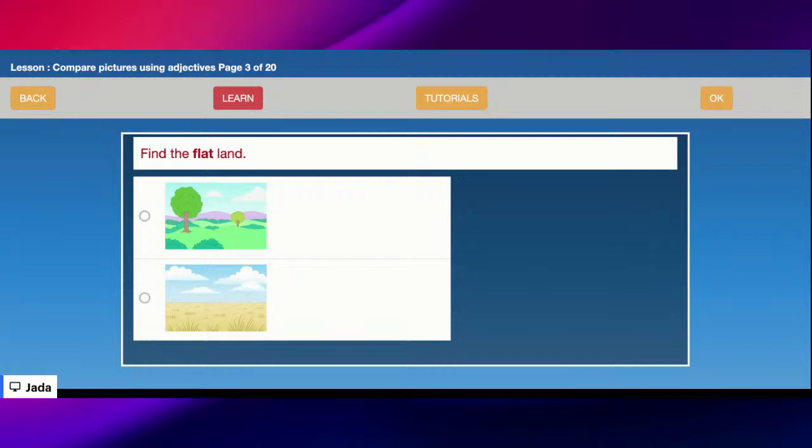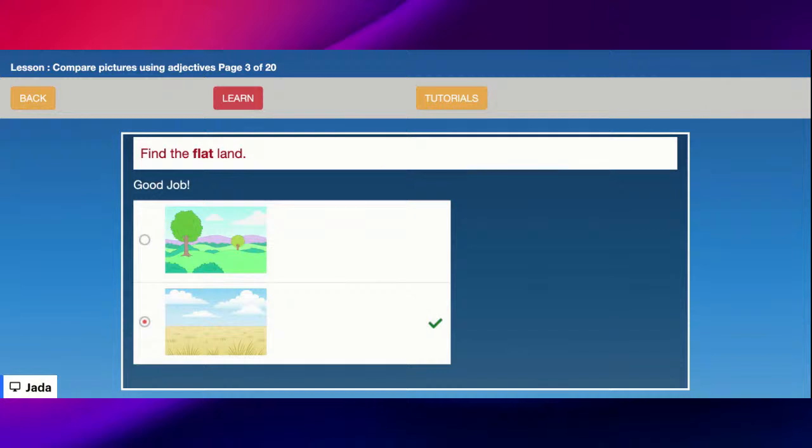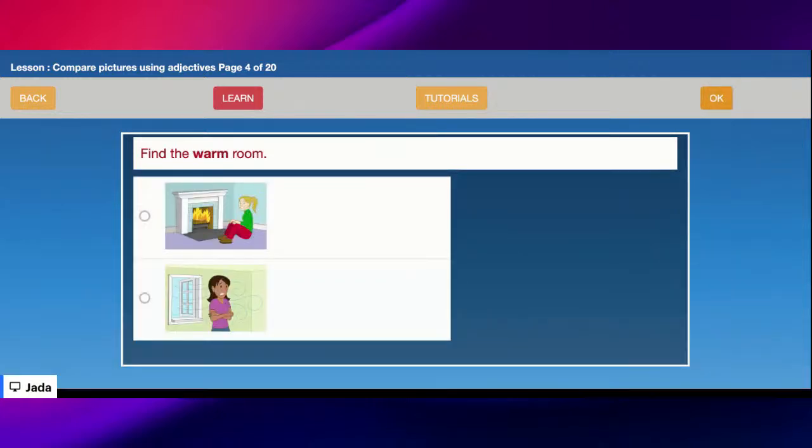Option one, is that the flat ground? Option two. Okay, two. Two is a flat ground because the other one isn't flat.